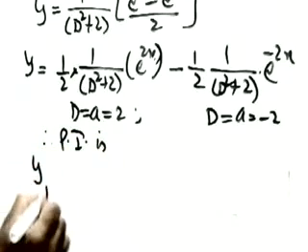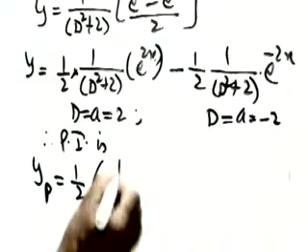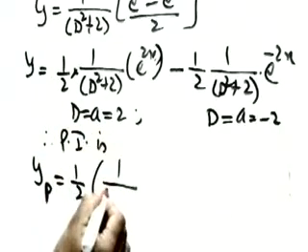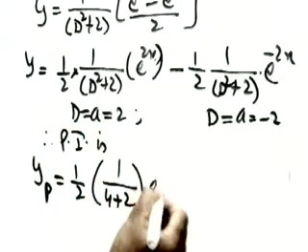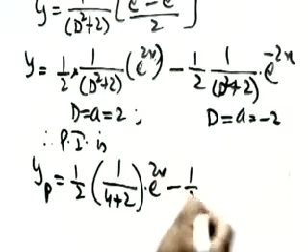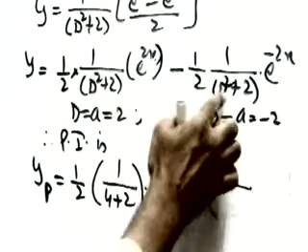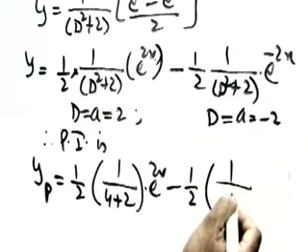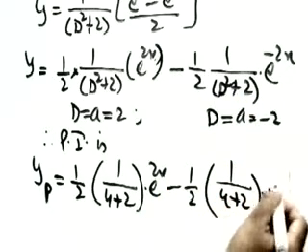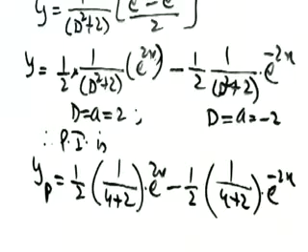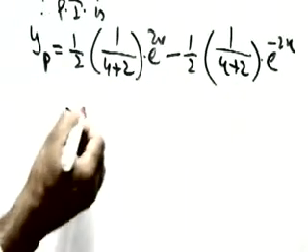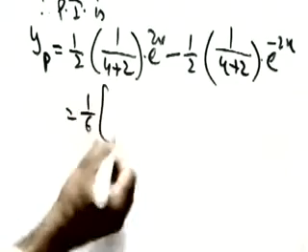Therefore, the particular integral is yp equals 1 divided by 2 into 1 by D. D is 2 here, so 2 square is 4 plus 2, into e power 2x, minus 1 by 2 into, now let me change this one, 1 divided by minus 2 square is 4, 4 plus 2 is 6, into e power minus 2x. Let me do one thing. 4 plus 2 is 6, and I am taking 6 out.